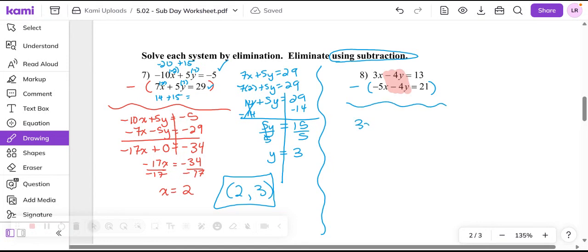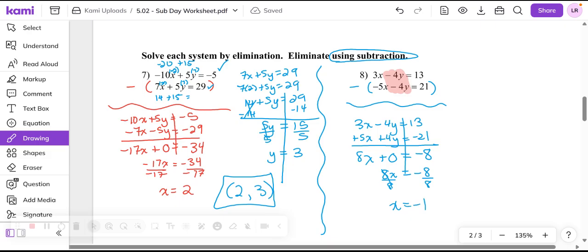So we have 3x minus 4y equals 13. So if I subtract negative 5, that's actually going to be the same as adding 5x. If I subtract negative 4y, that's going to be the same as adding 4y. And if I subtract 21, there we go. So I revised it, and now I can do this problem. So 8x plus 0 equals negative 8. So 8x equals negative 8. Divide by 8, and I get negative 1.